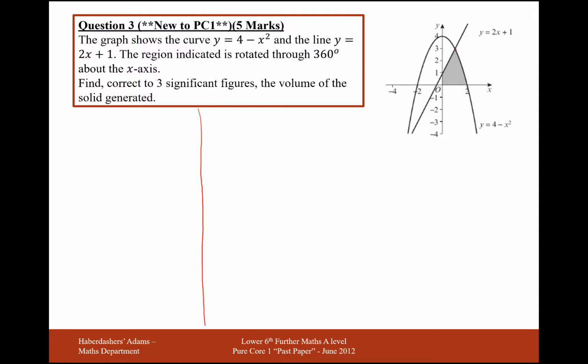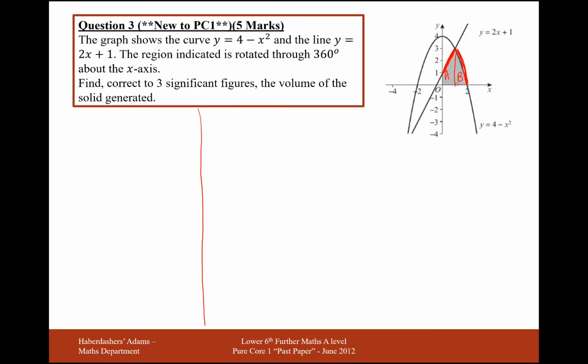So what we're going to have to do is split our revolution into a part A and a part B. Part A is going to be using this line or this graph to integrate around, and part B is going to be using this line to integrate around.